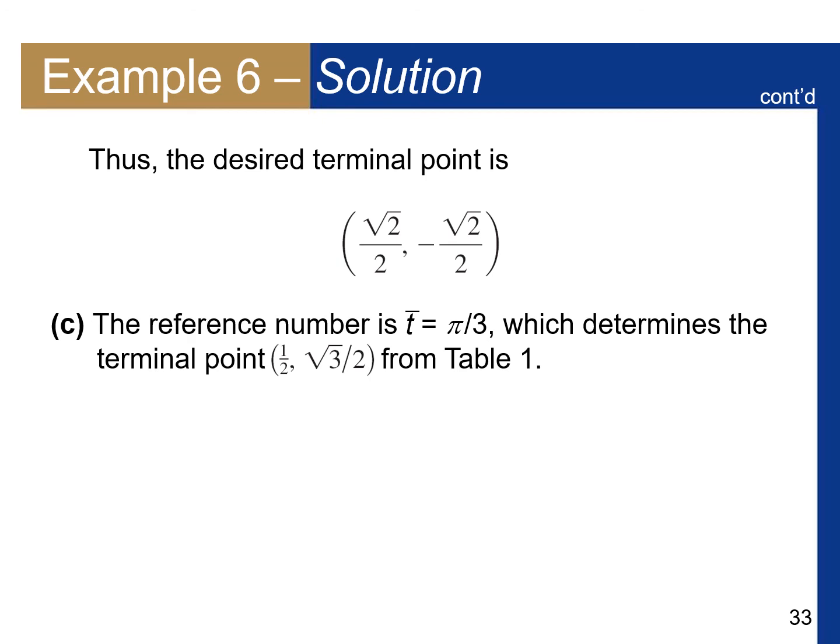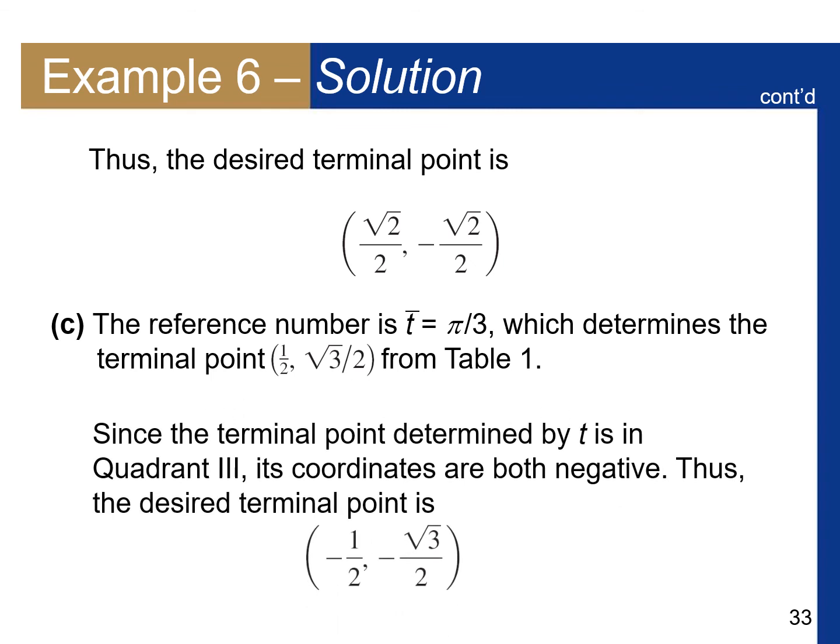And C, the reference number is pi over 3, which determines the terminal point 1/2, square root of 3 over 2. This point is in quadrant 3. Since it is in quadrant 3, we're going to have a negative value for the x and a negative value for the y.